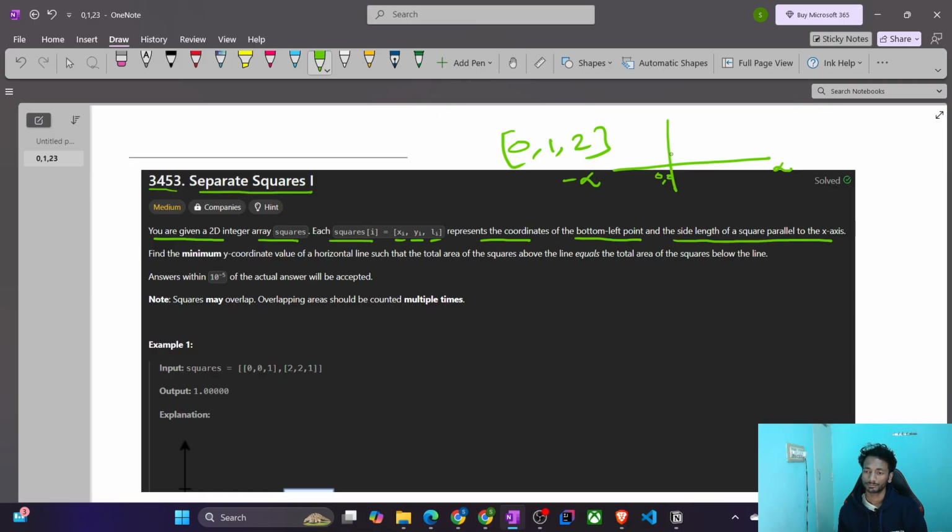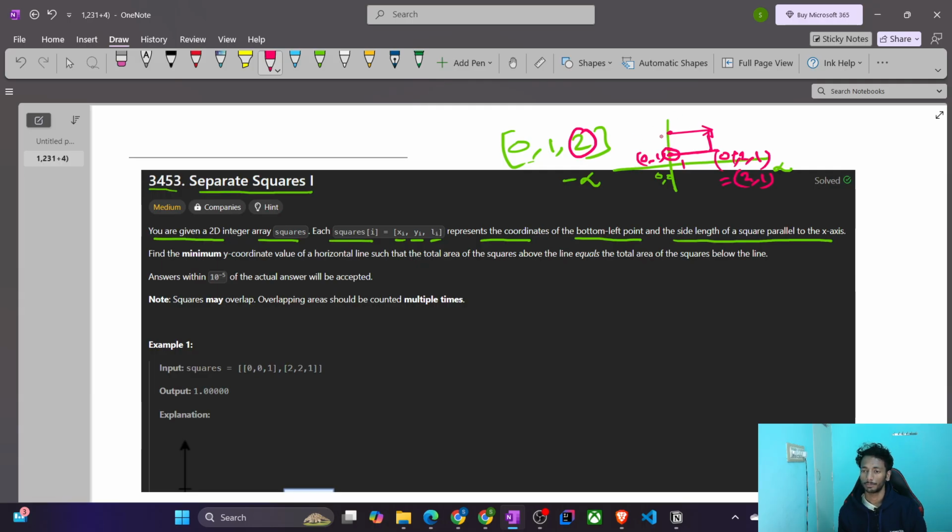This represents that we have one point at 0, 1. So this is 0, 1, and there is a square parallel to the x-axis. This is the square, with starting point 0, 1. The side length here is 2, so this point will be 0 plus 2, 1, which is ultimately 2, 1.